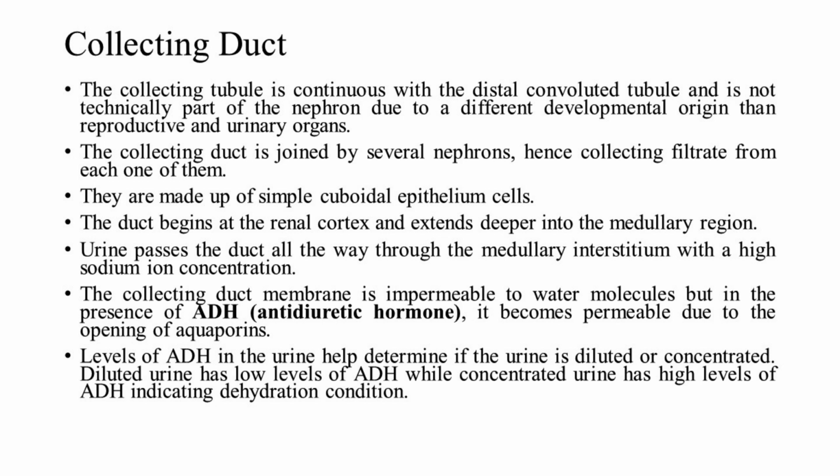Urine passes through the duct all the way through the medullary interstitium with a high sodium ion concentration. The collecting duct membrane is impermeable to water molecules, but in the presence of ADH, antidiuretic hormone, it becomes permeable due to the opening of aquaporins. Levels of ADH in the urine help determine if the urine is diluted or concentrated. Diluted urine has low levels of ADH, while concentrated urine has high levels of ADH, indicating a dehydration condition.